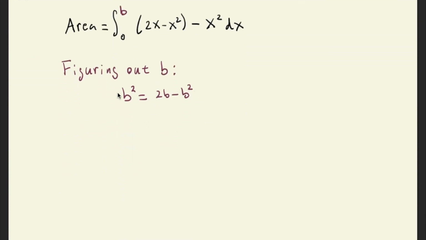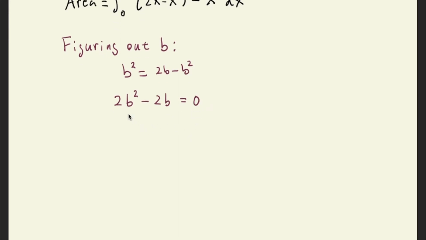So if we solve this, we can figure out what b is. And so I'm going to send everything to the left here. This negative b squared goes to the left, turns into a 2b squared there. This 2b goes to the left, turns into a negative 2b. You can divide by 2 on both sides. You get b squared minus b is equal to 0. And then here you can factor out a b. b times b minus 1 is equal to 0.